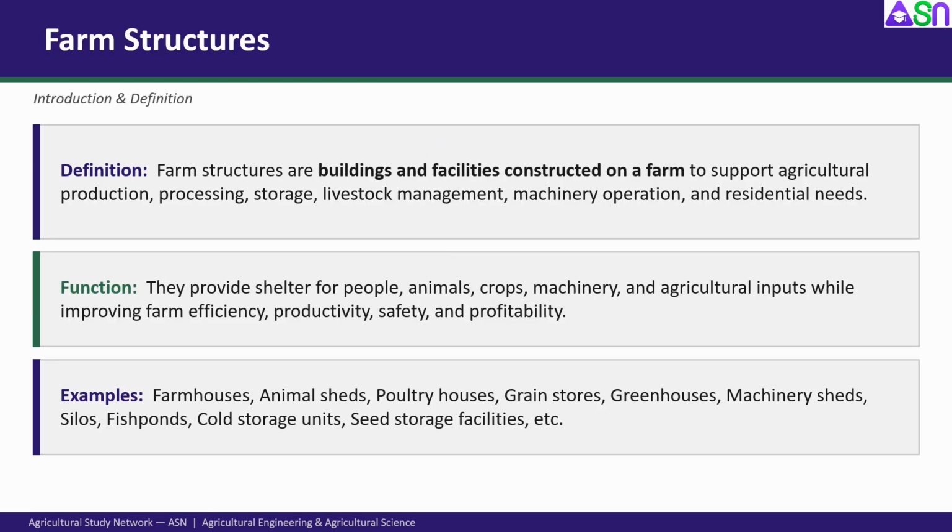Farm structures are defined as the buildings and facilities that are constructed on a farm to support agricultural production, processing, storage, livestock management, machinery operation, and the residential needs of the people living and working on the farm. Farm structures provide shelter for people, animals, crops, machinery, and agricultural inputs, and by providing this shelter and organized space, farm structures help to improve farm efficiency, productivity, safety, and ultimately the profitability of the farm.